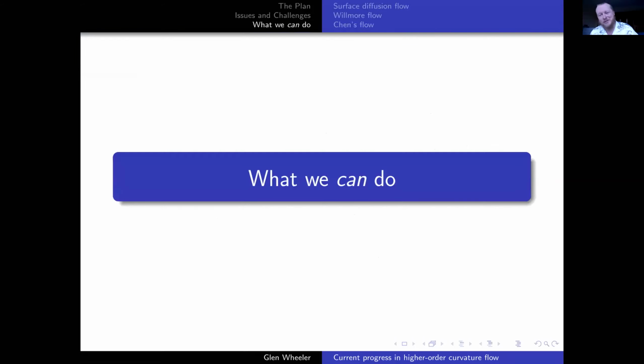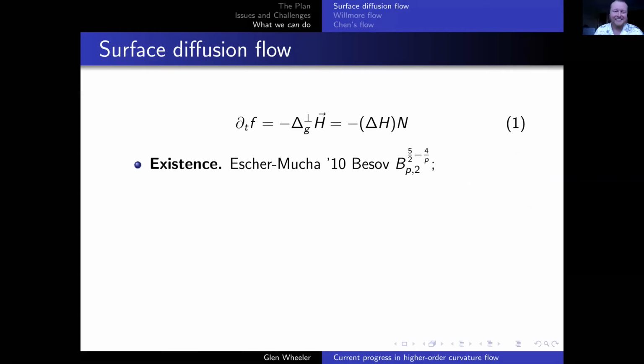Okay. So I've spent the whole talk so far talking about what we can't do and what we need to do. And now I'd like to just talk about what we can do. Something positive and uplifting. Okay, we'll start with the surface diffusion flow.